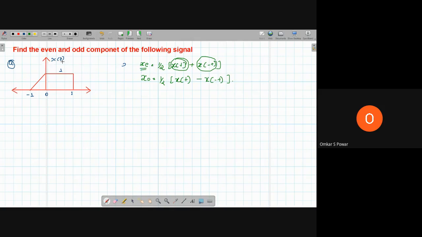So let us do x of t. They have given x of minus t. As I told you previously, it is just the mirror image. So I use this green color for the solution. So how do you get this one? It's just the mirror image.